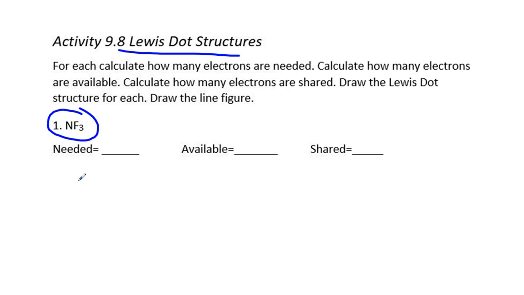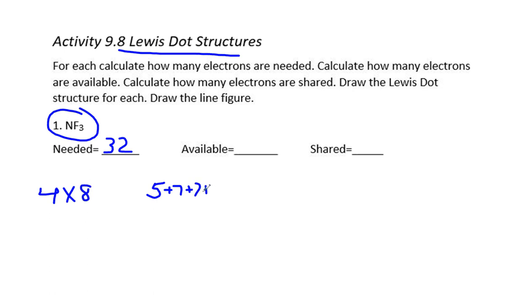Everybody wants to have a ring of 8. So if we do 4 times 8, that means we wish we had 32 electrons. If we did, it's perfect. Everyone gets to have a ring of 8. But how many do we actually have available? Nitrogen only has 5, and fluorine has 7. But we have 3 fluorines, right?